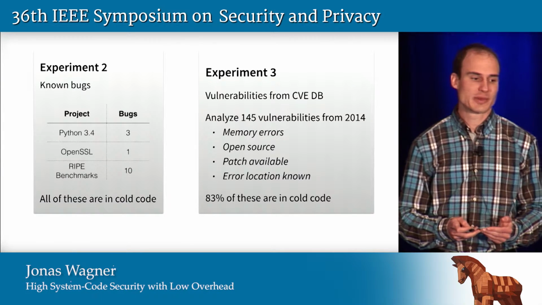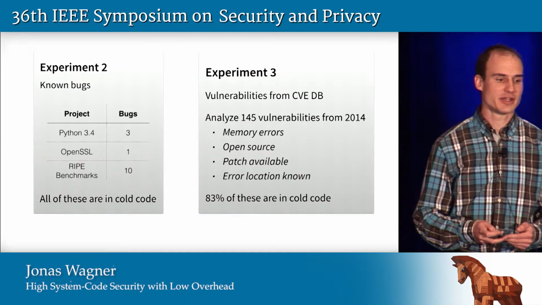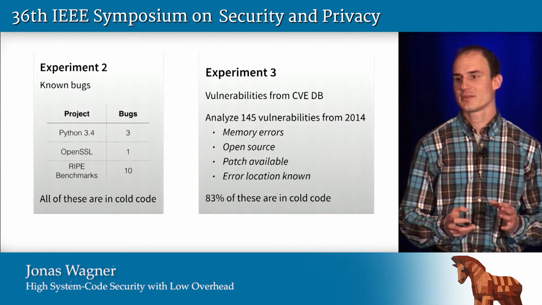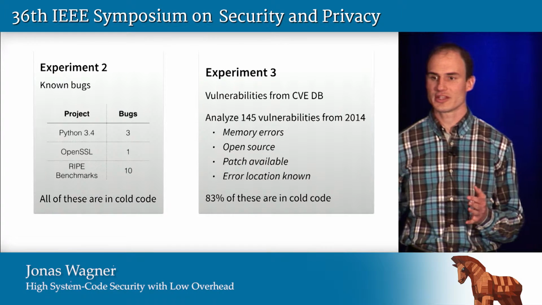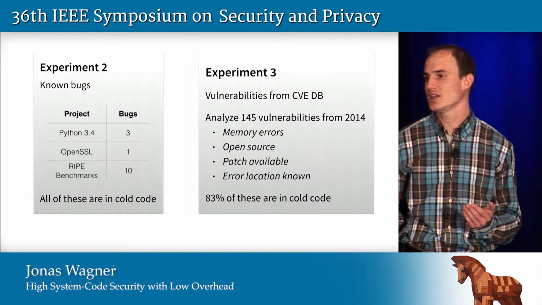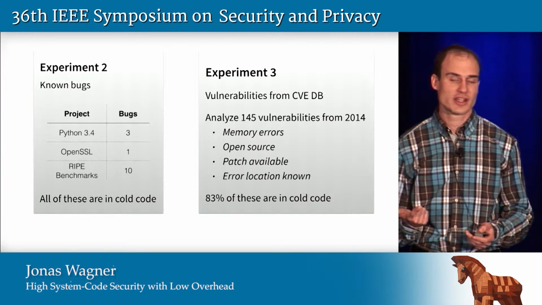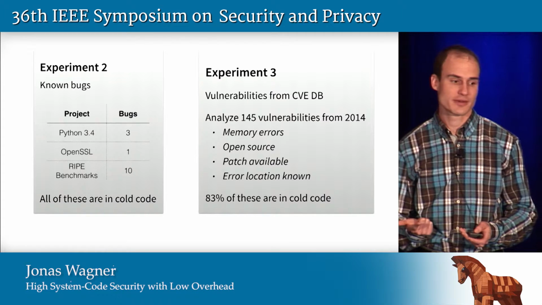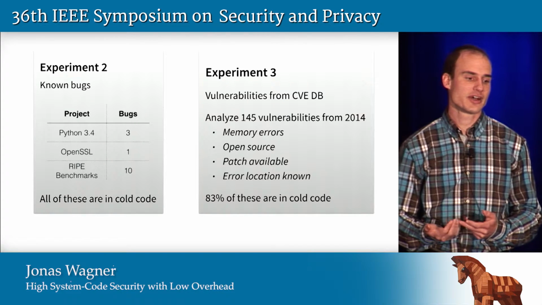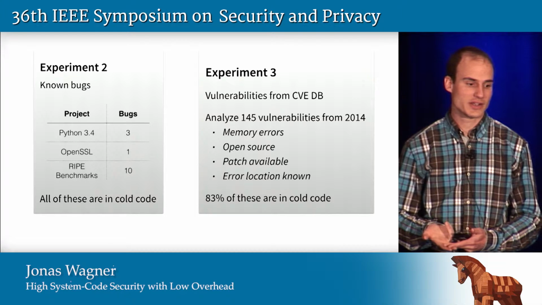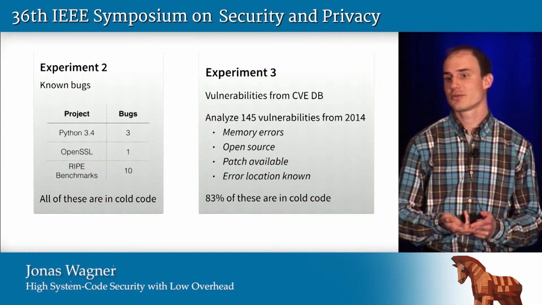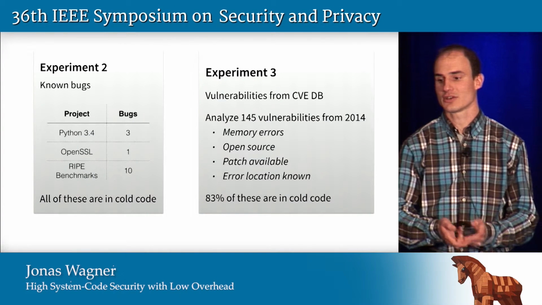We also looked at vulnerabilities from the CVE database. So we systematically analyzed all the memory safety vulnerabilities from 2014, for which we could get the source code and a patch and the location of the error. There were 145 vulnerabilities that satisfied these criteria, and we found that 83% of these were located in cold code.